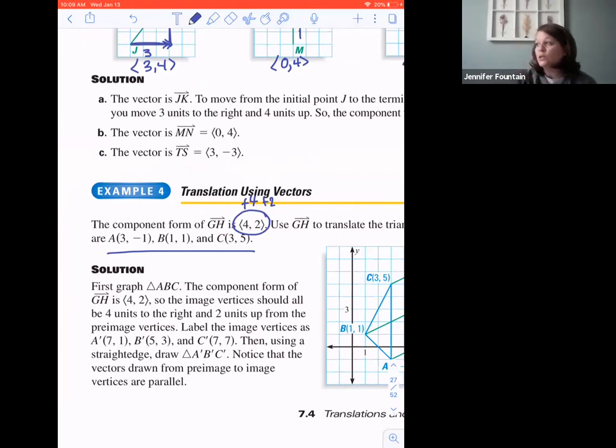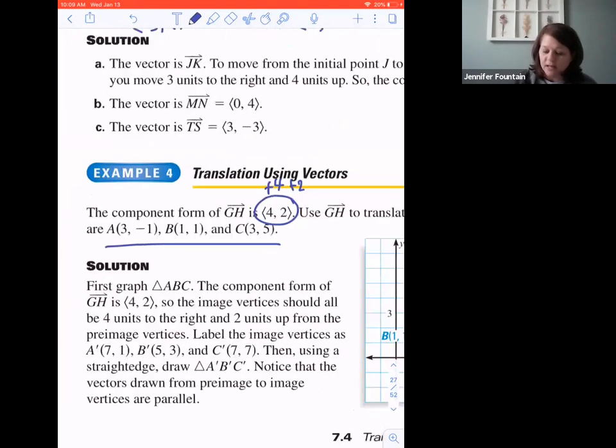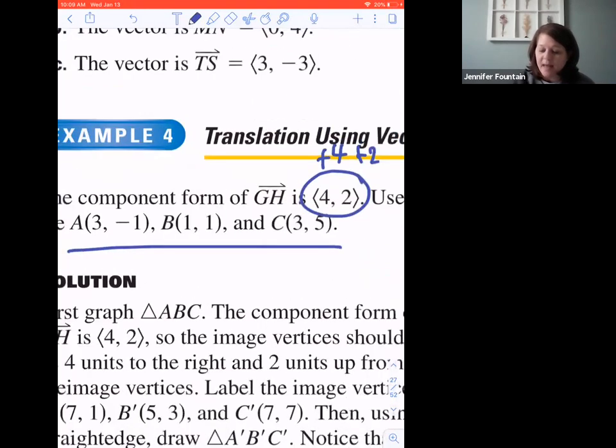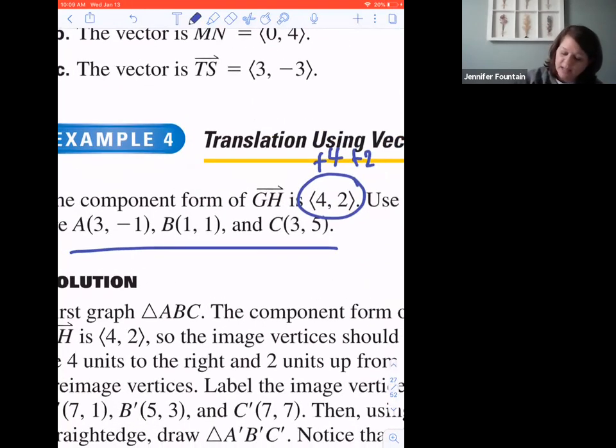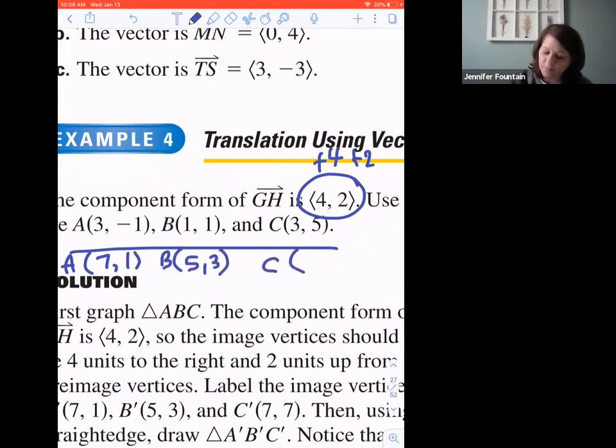Okay, so we can look at it on the picture, but also we can go ahead and look at it and know that if I am adding 4 and then adding 2, then A is going to be located at 7, 1. B is now going to be 5, 3. And C is now going to be at 7, 7.